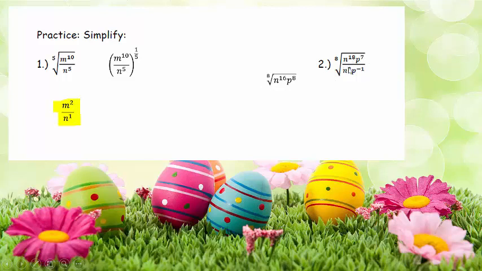So rather than doing this, now I can look at doing the 8th root of these two items here. Conveniently, they're both divisible by 8, so I would get n squared and p to the first for my answers there.